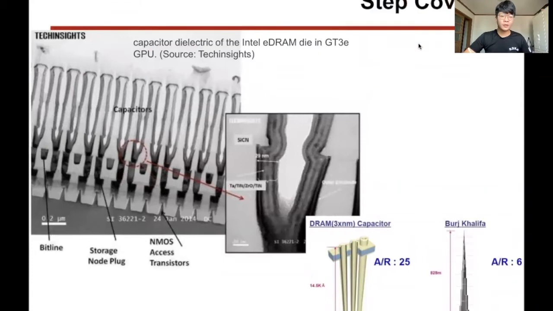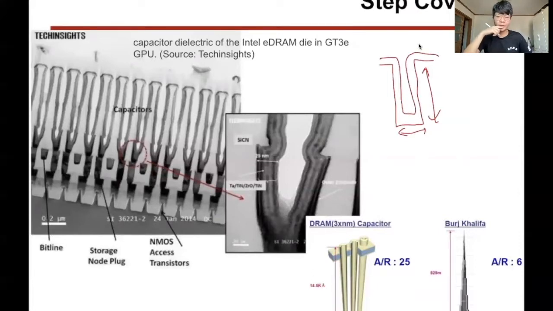And here are the DRAMs. For these high aspect ratio structures, it is important to conformally deposit the oxide, because if the oxide is non-conformal, then another electrode cannot be deposited here because of the bottlenecks. Also, it can affect the capacitance of the charge capacitors.